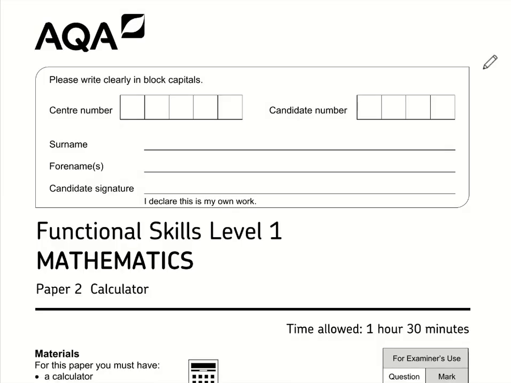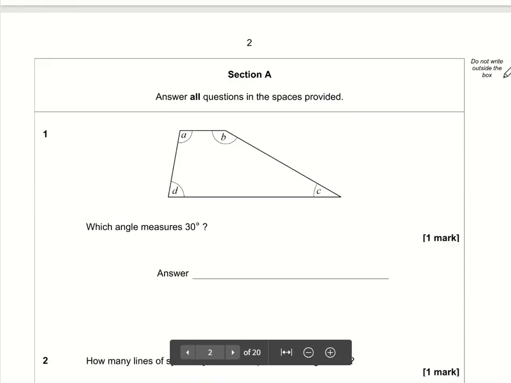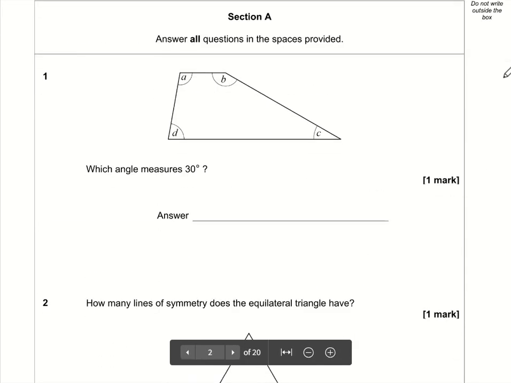Here are the video solutions for AQA Functional Skills Maths Level 1. This is paper 2, which is the calculator paper, and this is June 2022. So question number 1, a calculator is not going to be of any use here.